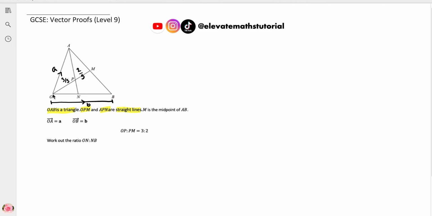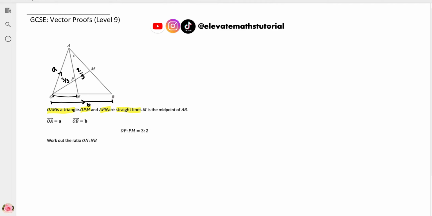So what is the ratio from here to, what's the length of O to N? What's the vector there? And then what's the vector N to B? What fraction is it of B, ON and NB? Okay, so what we start off with is finding the vector that we can find from these.